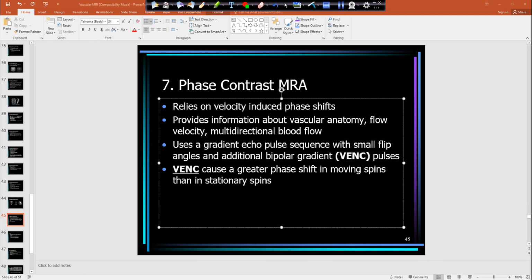But these VENC velocity encoding gradients cause a greater phase shift in moving spins than stationary spins. Remember, the stationary spins aren't going anywhere. Those are like your background tissue, like your brain tissue, your liver tissue, things that are just going to be locked in their place within a particular slice. Flowing blood is moving along those gradients. So if you turn those gradients on stronger, you'll get a greater phase shift.